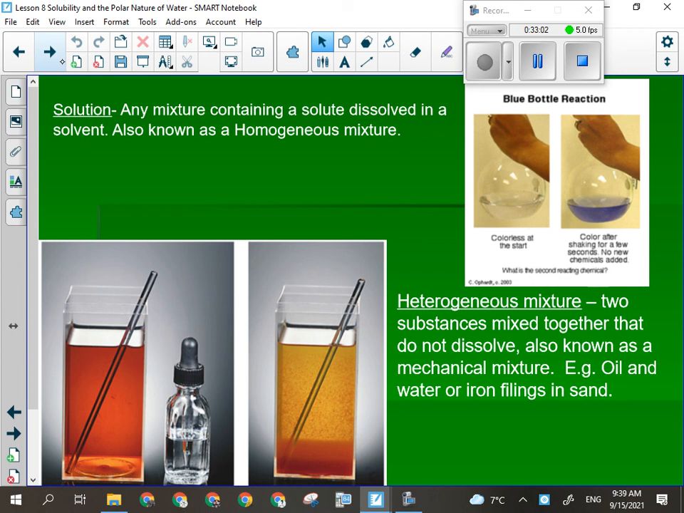All right. Questions on solutions and mechanical mixtures and the terms homogeneous and heterogeneous? Because I'll be using the terms homogeneous and heterogeneous often. That's what we typically use in high school.